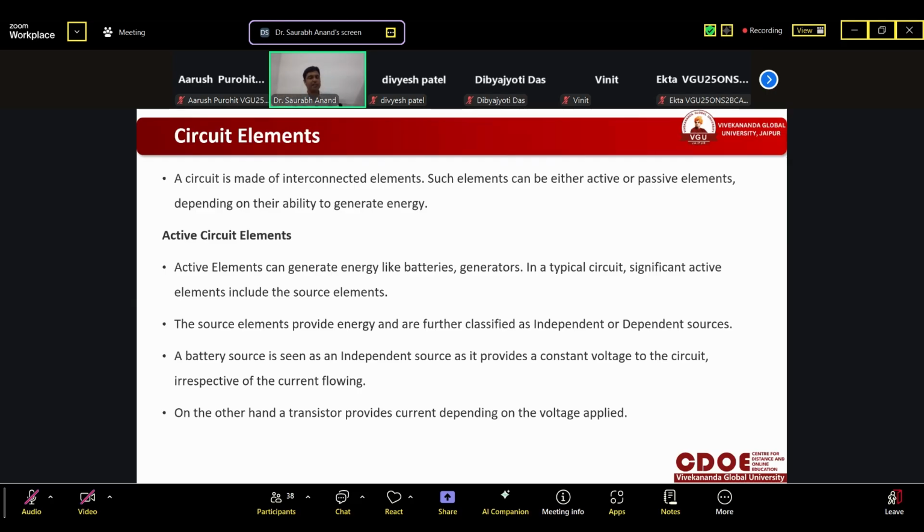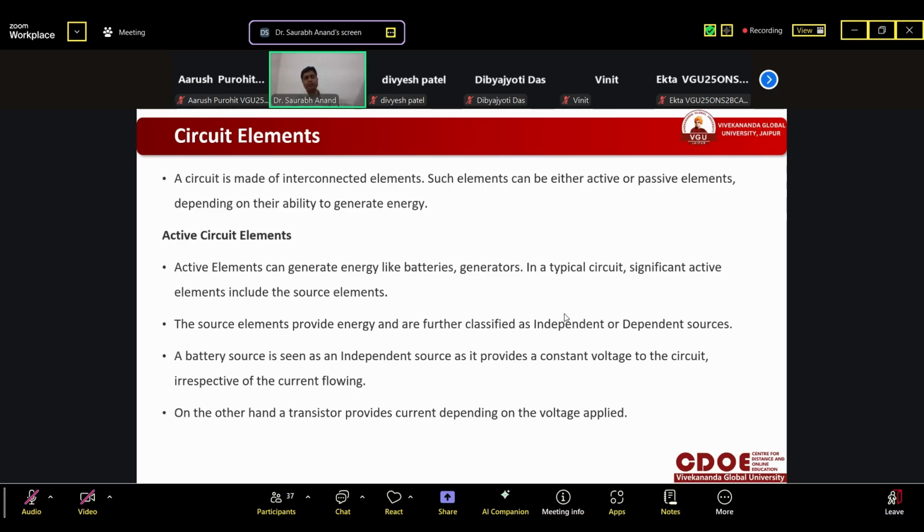In any circuit, we will have this type of active element because it is required. Without energy, there will not be any use of a network, and energy is generated by the battery or generator. So it is providing the energy, and these types of elements can be further classified into two, that is dependent and independent sources. It can be dependent on something or independent of everything. It is not depending upon anything in the circuit.